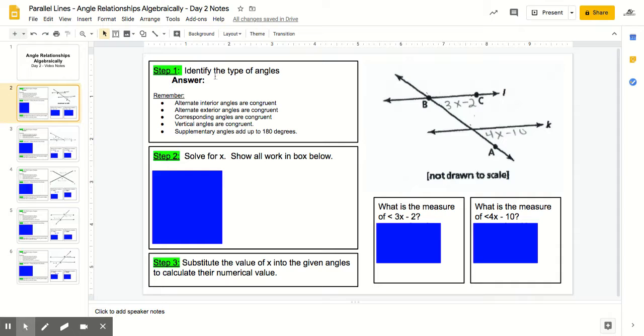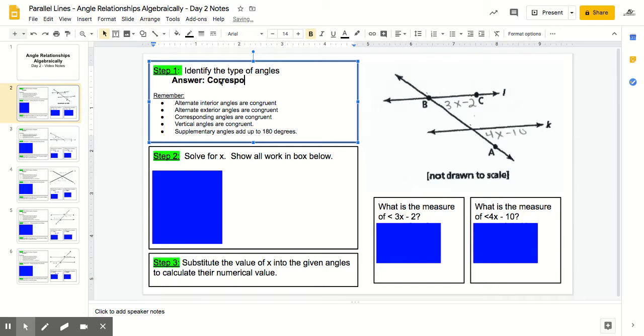So remember, step one is to identify the type of angles that you have. Here we have an angle that's labeled 3x minus 2 and an angle that's labeled 4x minus 10. So you need to recognize or identify the angle relationship that we have here. Both of these angles are corresponding angles. So I'm going to type in corresponding angles.